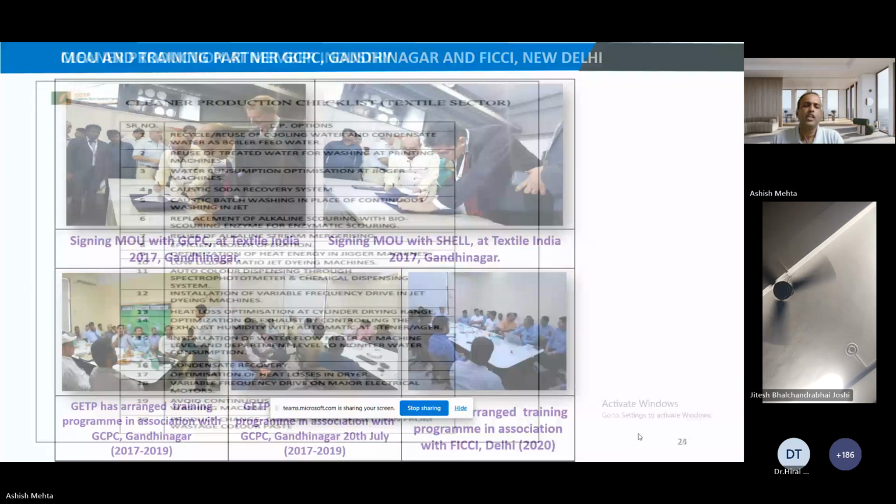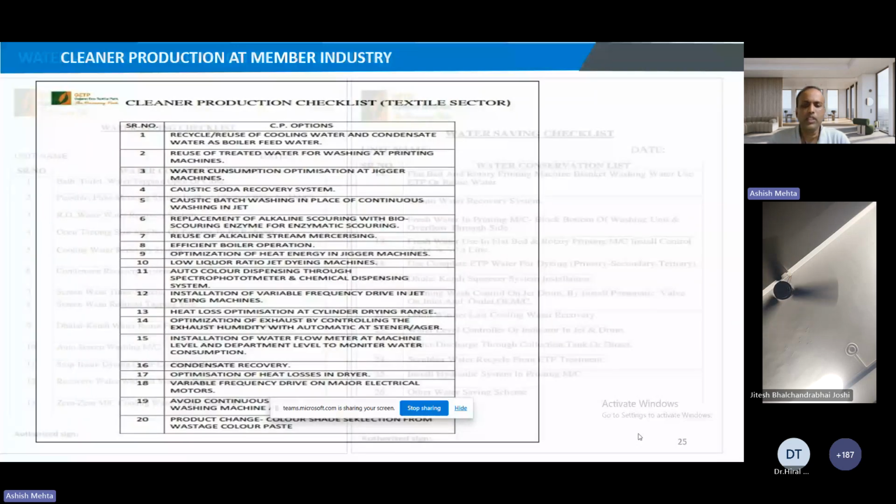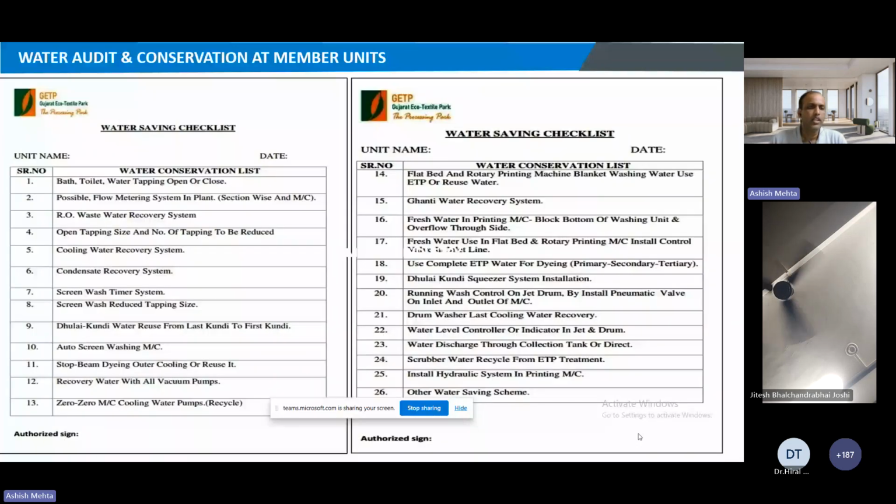This kind of cleaner production checklist was created for textile units. We found out through in-depth study the opportunities where we can reduce water consumption, where we can recycle and reuse, and where we can reduce the pollutant or contaminant by optimizing chemical consumption. So these were the points that we identified. We shared and provided training, and not only that, hand holding with a full-time consultant to improve the water quality. So these were the implementations that we carried out.